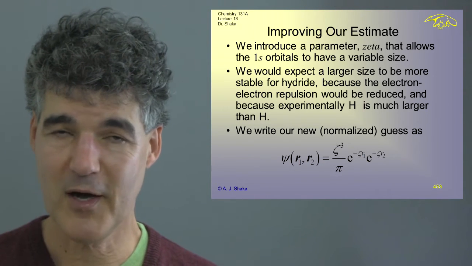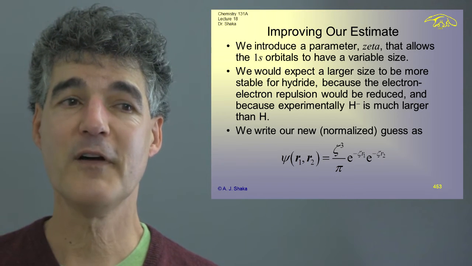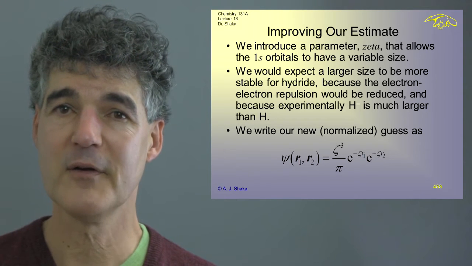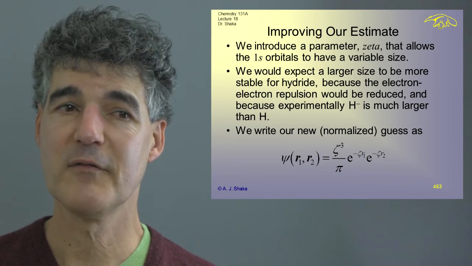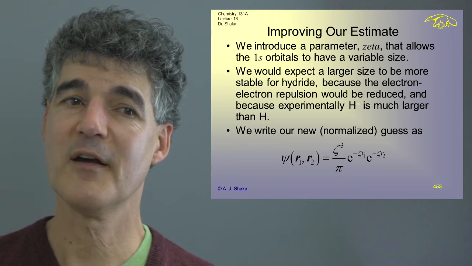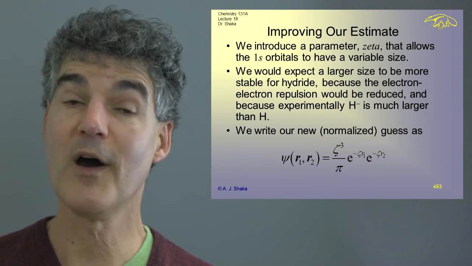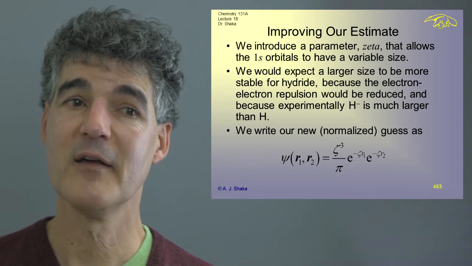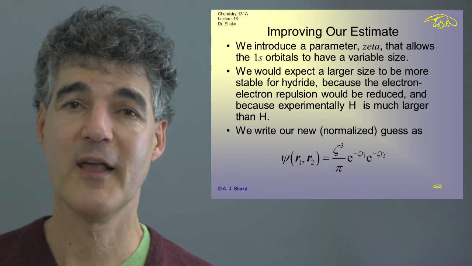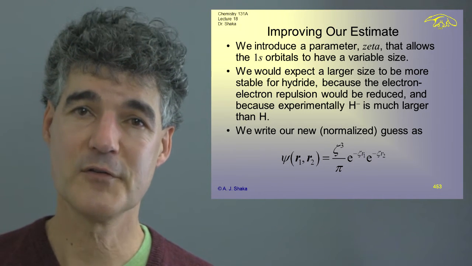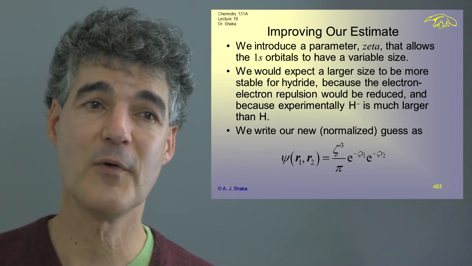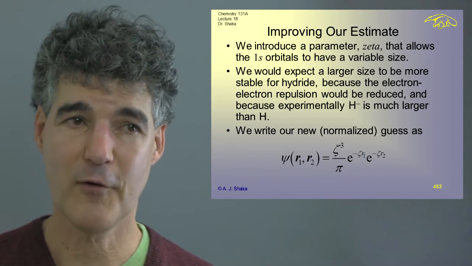Here it is at the bottom of slide 454. The wave function, which is a function of R1 and R2, psi of R1, R2, is equal to zeta cubed divided by pi times e to the minus zeta R1 times e to the minus zeta R2. And when zeta is 1, we get exactly the same thing that we had before. And the question is, is zeta equal to 1 the best guess? Well, we can't do worse by introducing this. It may not improve, but we can't do worse because we can always pick zeta equal to 1, and we got what we got before.